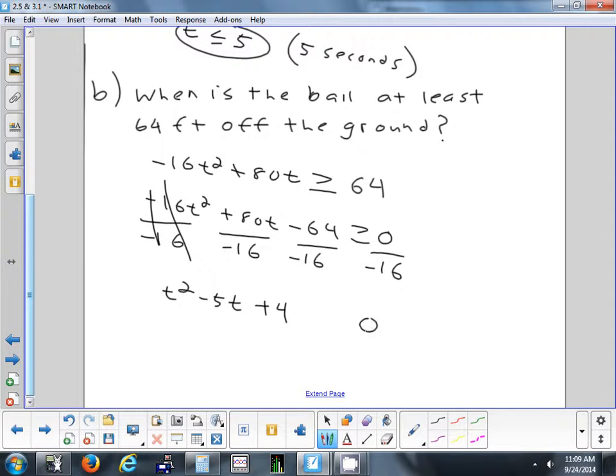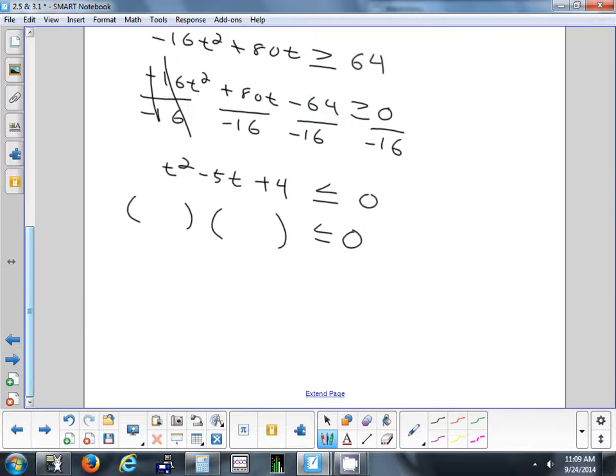What do I have to be careful of here, though? Yep. Got to flip that inequality. If I don't flip it, it's wrong because I just divided by a negative. Okay, now we have to solve that, but it is factorable. t and t. We need minus, minus, and 4 and a 1.